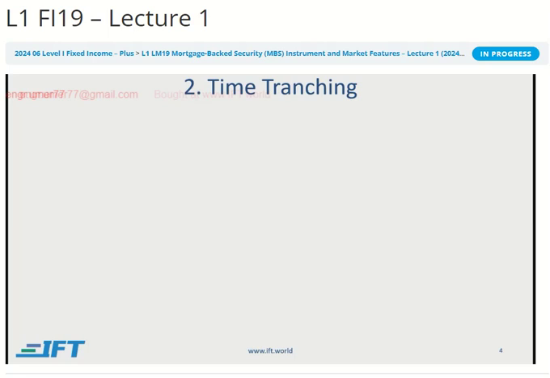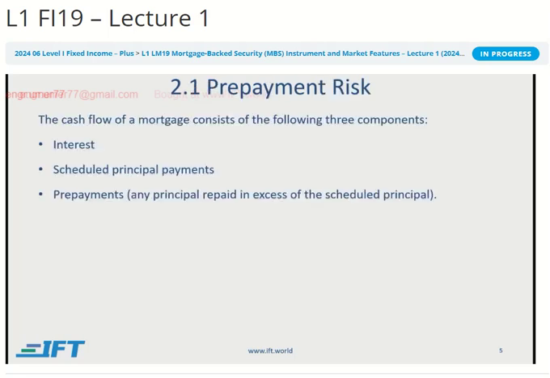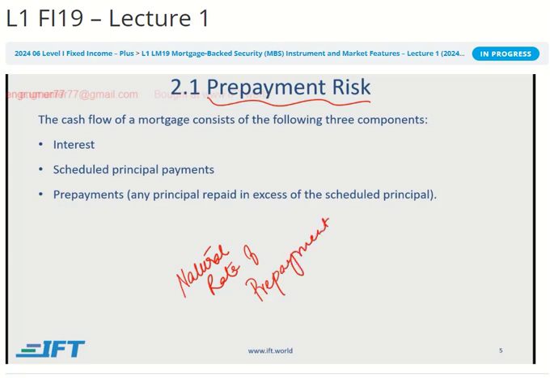Now, first of all, what is time tranching? So this is a solution to prepayment risk. Now, what is prepayment risk? And we talked about this earlier, that there is a certain natural rate of prepayment, right? It's not like there's no prepayment or prepayment only happens when the interest rate goes down. So an individual, when they get a home loan or a mortgage, right? Of course, the main input is what is the interest rate at which this individual got the mortgage.